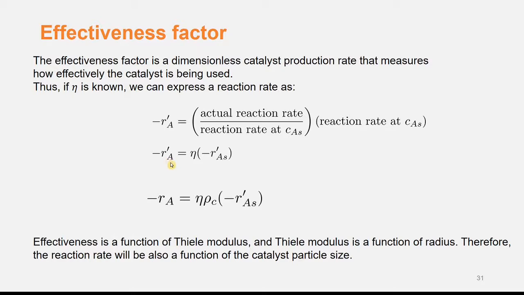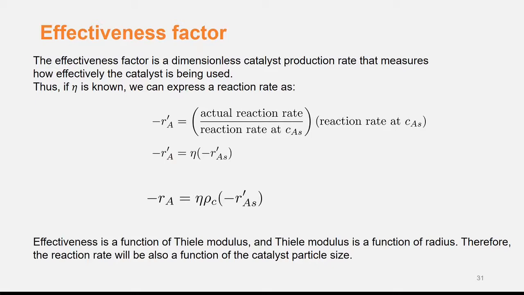Then we just have to calculate the reaction rate at the surface concentration, which you should know from topic 2 when you write expressions using the Langmuir-Hinshelwood or the Eley-Rideal mechanism. So the rates that we derived from topic 2 are the rates at the surface. So we can just multiply them by eta, the effectiveness factor, and we get our actual reaction rate. So we don't have to solve the second order differential equation and perform integration by parts.